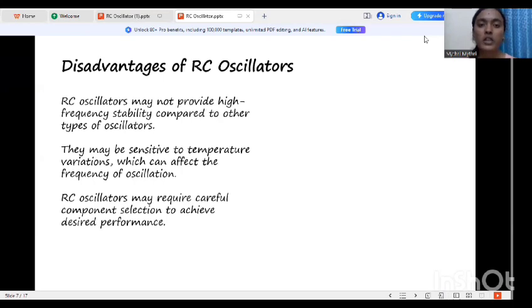Disadvantages of RC oscillators. RC oscillators may not provide high frequency stability compared to other types of oscillators. They may be sensitive to temperature variation, which can affect the frequency of oscillations. RC oscillators may require careful component selection to achieve the desired performance.